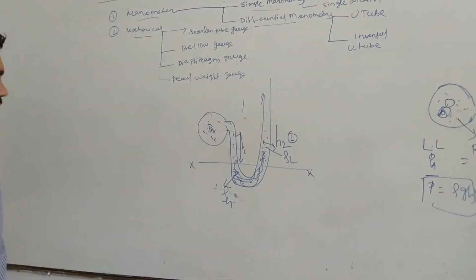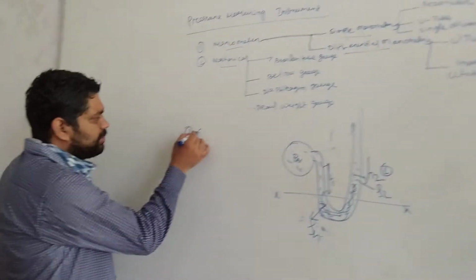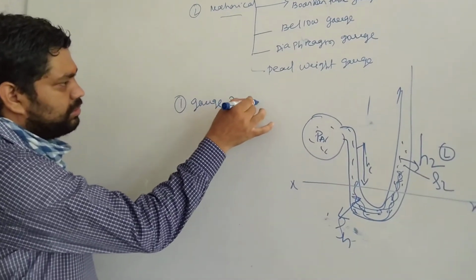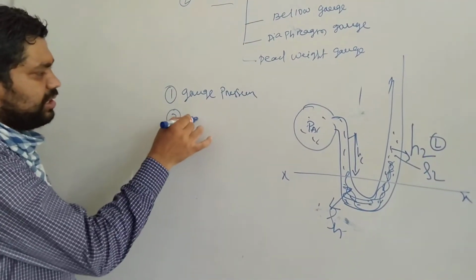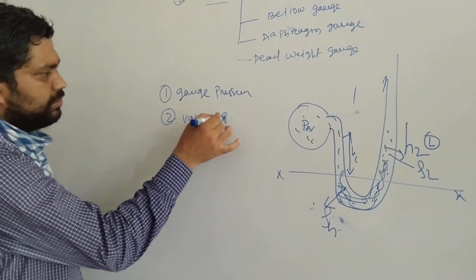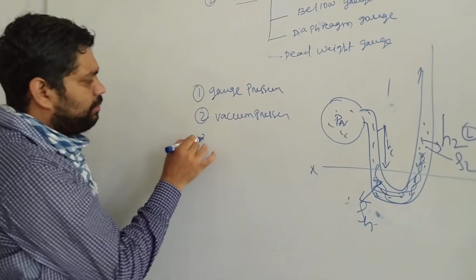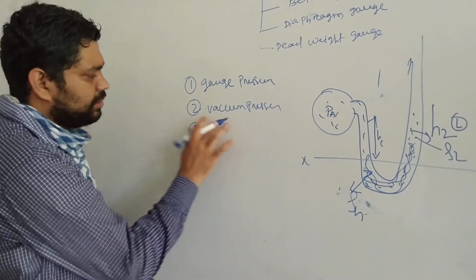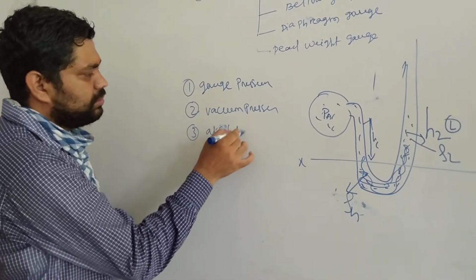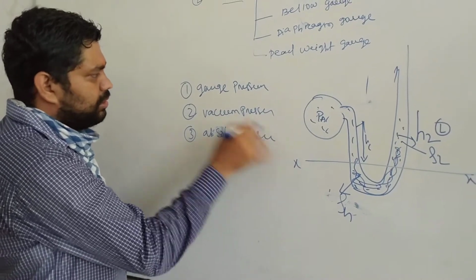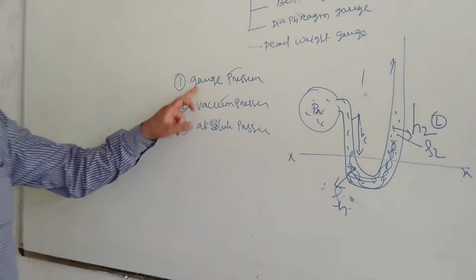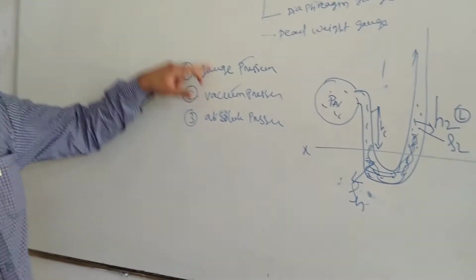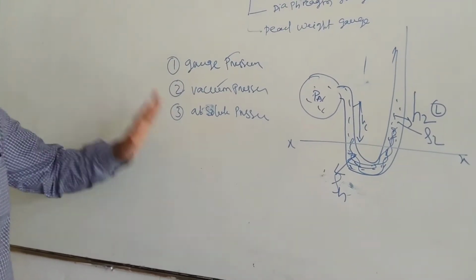measuring pressures. Basically, you consider one is your gauge pressure, one is your vacuum pressure, and the last one is your absolute pressure. Absolute pressure means what is the pressure. Gauge pressure is above atmospheric pressure and vacuum pressure is below atmospheric pressure.